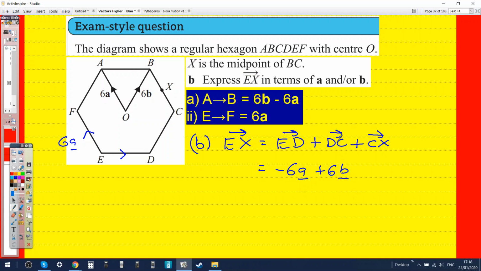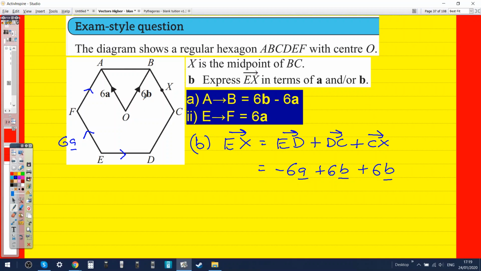D to C, what line is that the same as? F to A. Yep. We don't know what that is. Any other? E to F. No, different direction. Or 6B maybe. Yes, it's the same as O to B, so that will be 6B.